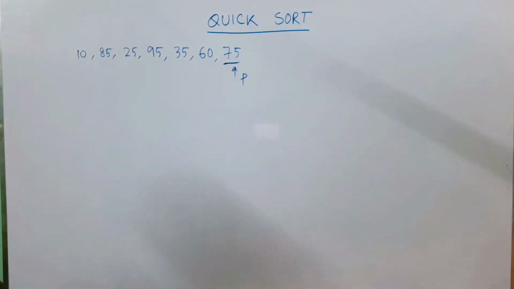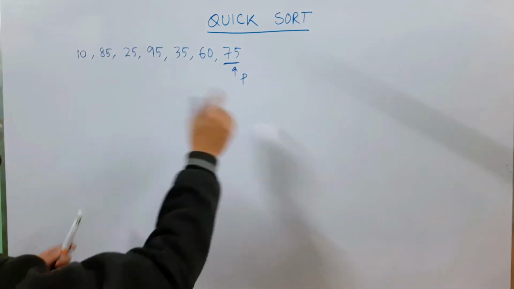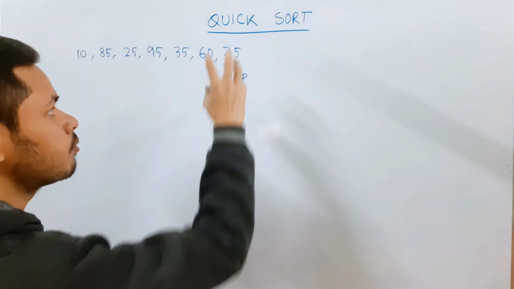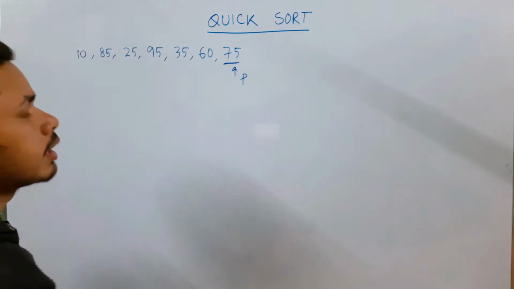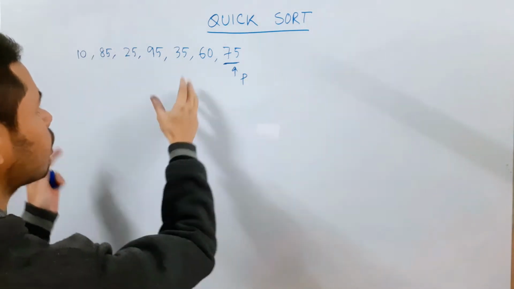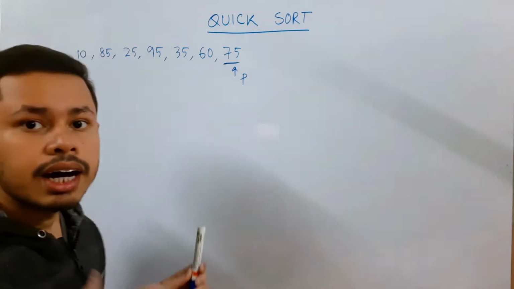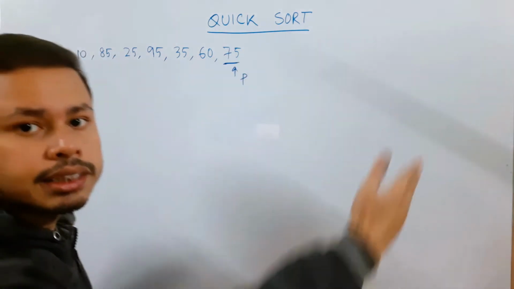What I can do is partition the whole array in terms of this pivot element. One partition means that the pivot element should reside in its correct place, and the part that was smaller than the pivot element will reside on the left side, and the part that is bigger than the pivot element will reside on the right side of the pivot.